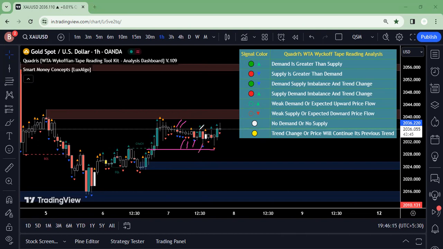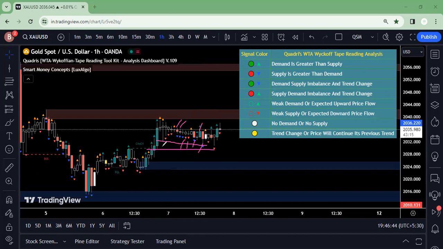And this is the first buying bar, or demand greater than supply bar, giving us an indication to go upwards. Price might go upwards in accordance with this demand.